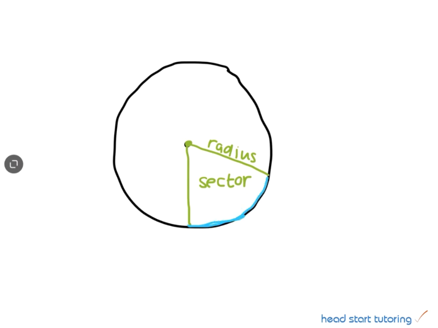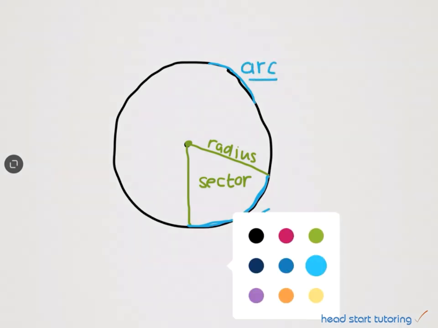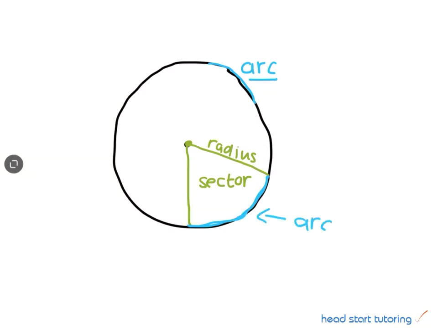This part here, so any part of the circle's circumference, is called an arc. So we also have an arc over here. Right, so if I draw a chord from one edge of my circle's circumference to another edge of my circle's circumference, this region here, bound again by an arc and a chord, is called a segment.